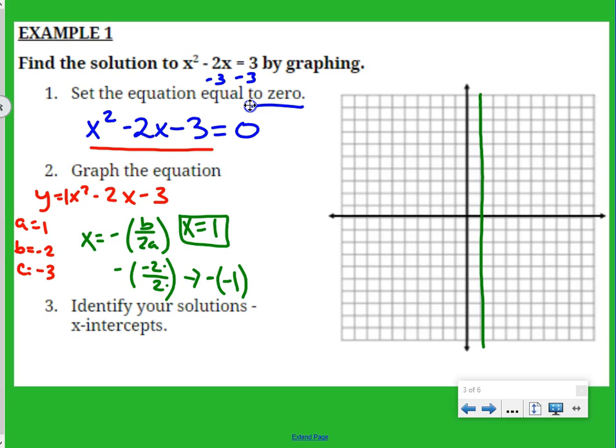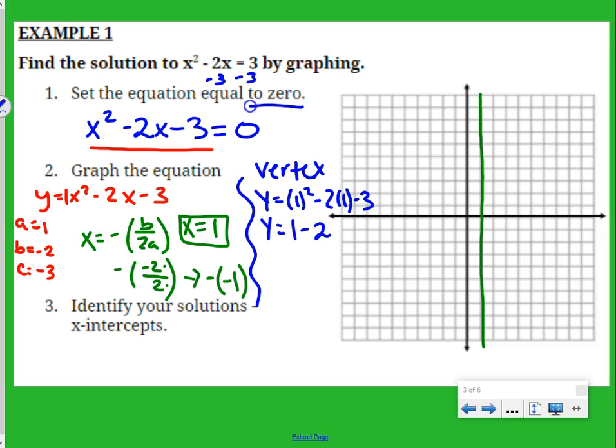Next piece that we need is our vertex. So using x equals 1, we plug that into our equation. So we have y equals 1 squared minus 2 times 1 minus 3. 1 squared is 1, minus 2 times 1 is 2, minus 3. 1 minus 2 is negative 1, minus 3 is negative 4. So our vertex is 1, negative 4.